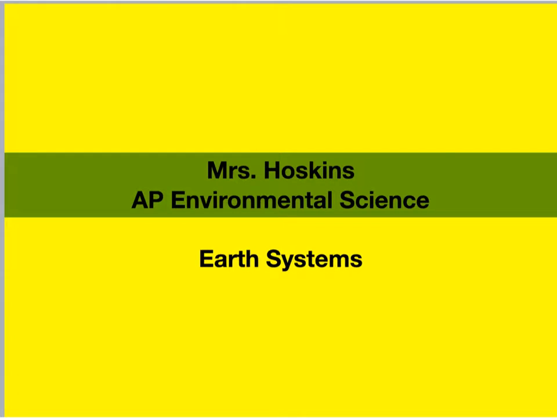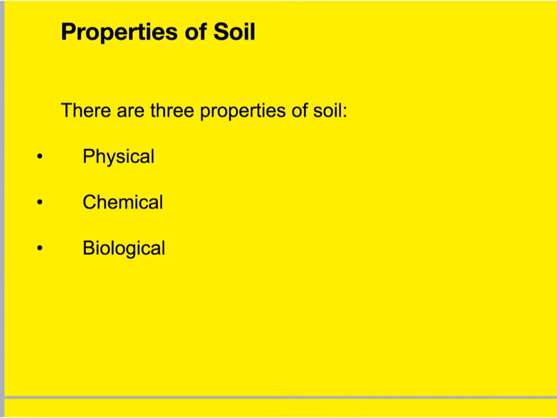All right, one of my favorite units in AP Environmental Science, Earth systems. There are three properties of soil: physical, chemical, and biological. The physical properties of soil refer to the features related to characteristics like size and weight. And the chemical properties are also important because they determine how the soil functions, like if it has clay particles or its ability to attract mineral ions and negative ions.